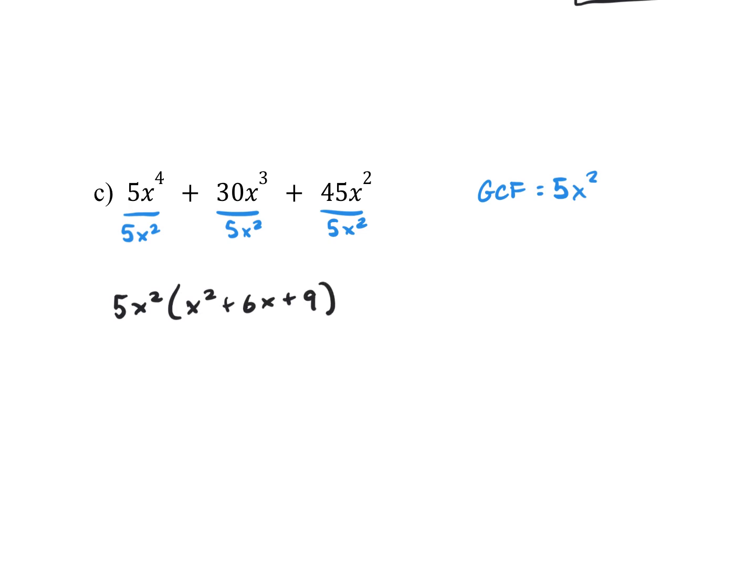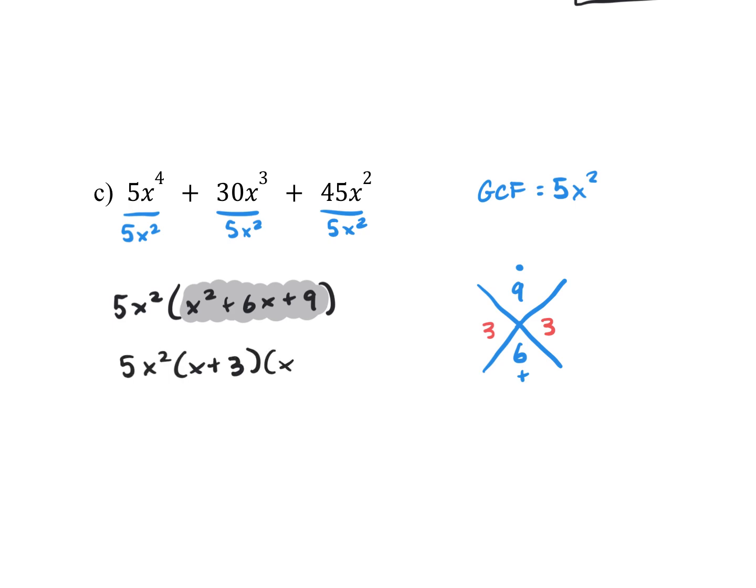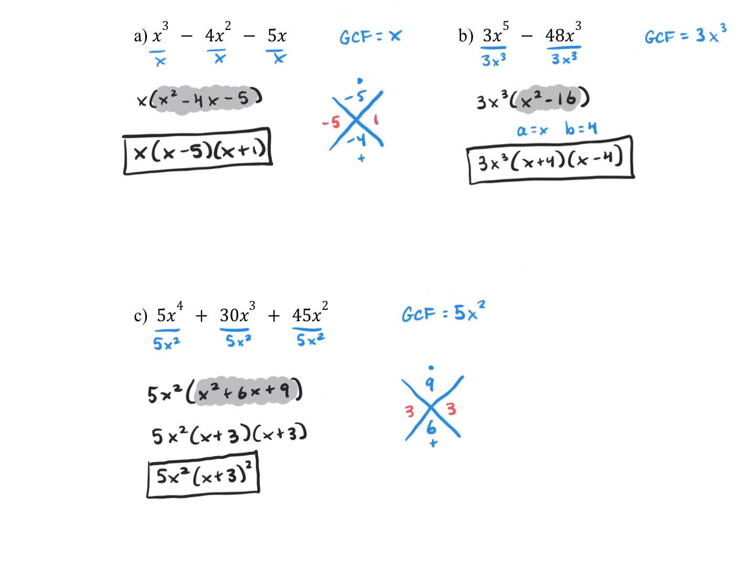And again, I'm going to ask myself, can I factor more? Here we have a magic x scenario. What multiplies to make 9 and adds to make 6? Well, 3 and 3. So we have 5x squared times x plus 3 times x plus 3, which is completely fine to leave your answer like this, or we could say 5x squared times x plus 3 squared. Either way is completely fine, completely correct.